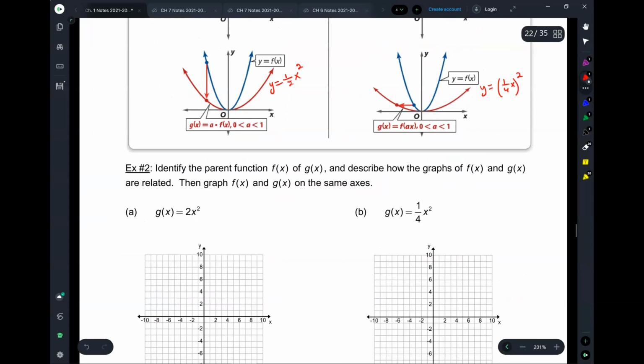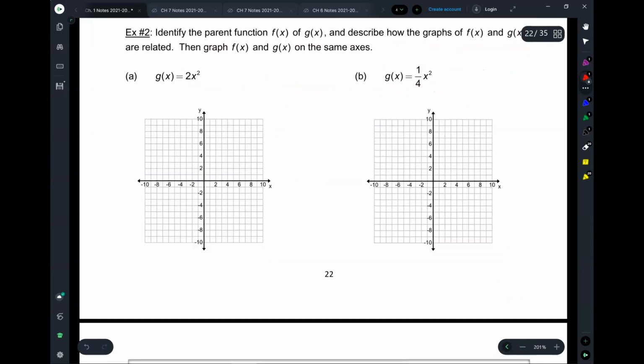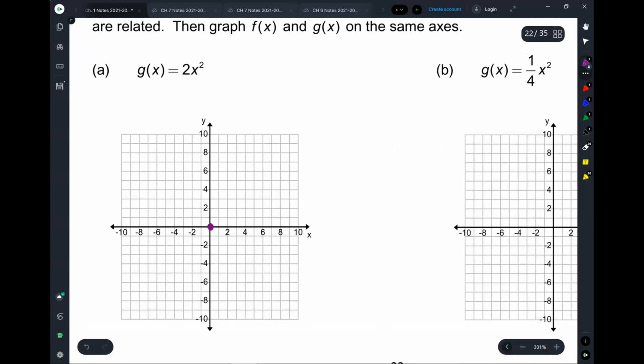Okay, so how do we graph it when you have it in a function? So here's how you graph it. This one here, 2x squared, there is no vertical or horizontal shift, right? So the vertex is at 0, 0. Now, what is the 2 going to do to this? What type of transformation is it? It's a vertical dilation.